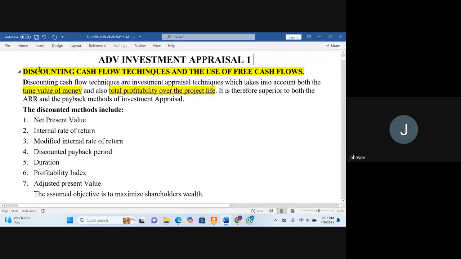Now, let's continue. Discounting cash flow techniques are investment appraisal techniques which take into account both the time value of money and also total profitability over the project's life. It is therefore superior to both the accounting rate of return and the payback methods of investment appraisal. So it is superior because it takes into consideration the time value of money and also total profitability over the project life.